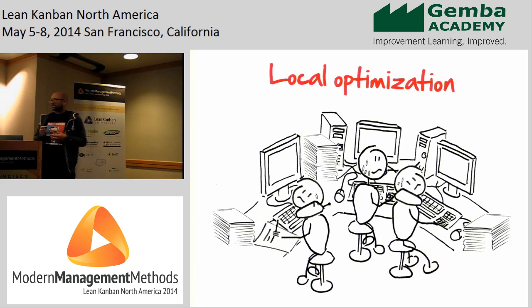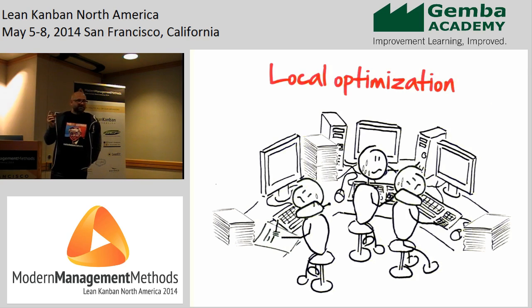So another thing that's really important in systems thinking is local optimization. That means you optimize one part of the system, you don't see the whole system, and that means at the same time you sub-optimize another part. And that happens all the time.